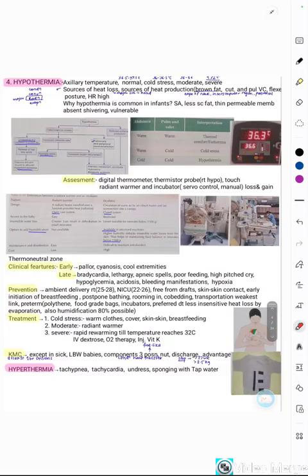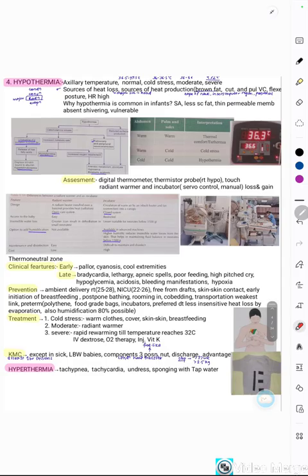Hypothermia. So the best site to measure the temperature in the case of a newborn is the axillary temperature. The normal temperature of a newborn is between 36.5 to 37.5 degrees Celsius. It is considered to be a cold stress if it is from 36 to 36.5 degrees Celsius. Moderate hypothermia is from 32 to 36 degrees Celsius, and less than 32 degrees Celsius is considered to be severe hypothermia.